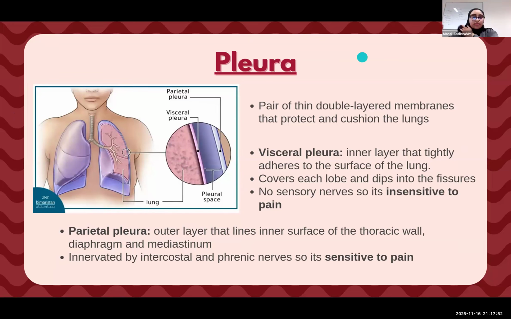Someone said something in the chat. Superior and inferior lobe is separated by the oblique fissure. Yes. Thank you, Amma, for confirming.